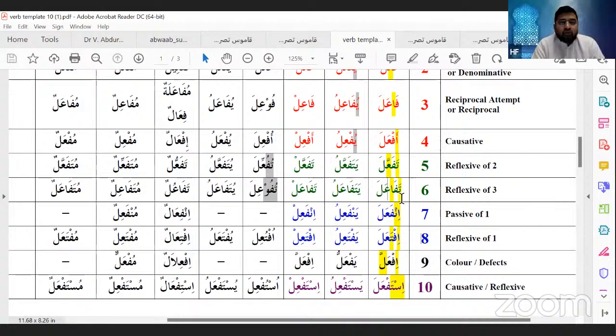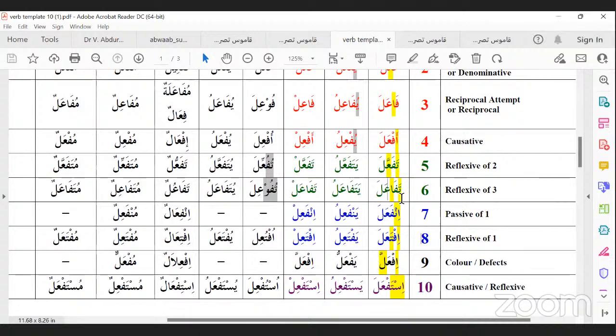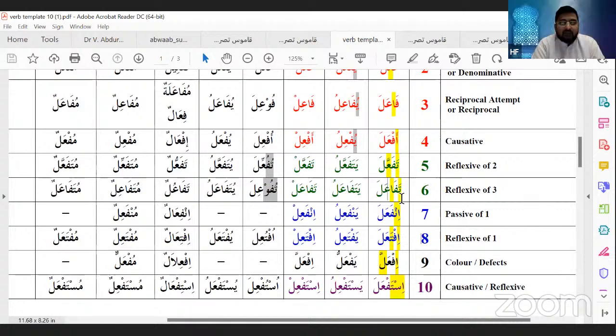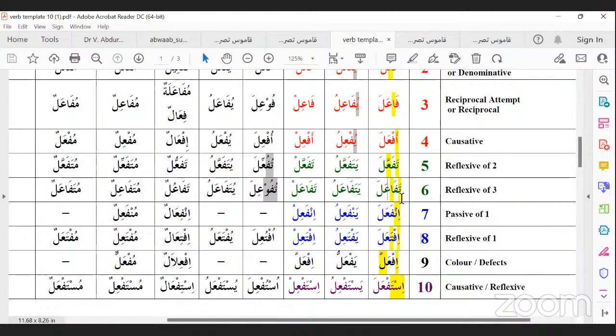Thank you. Now I want you to do yatadharabu, present tense. Yatadharabu, yatadharabani, yatadharabuna, tatadharabu, tatadharabani, yatadharabna, tatadharabu, tatadharabani, tatadharabuna, tatadharabina, tatadharabani, tatadharabna, atadharabu, natadharabu. You missed the noon of the kasra.